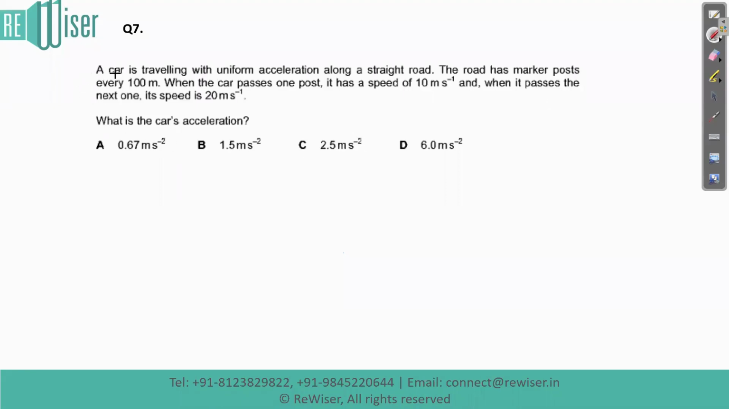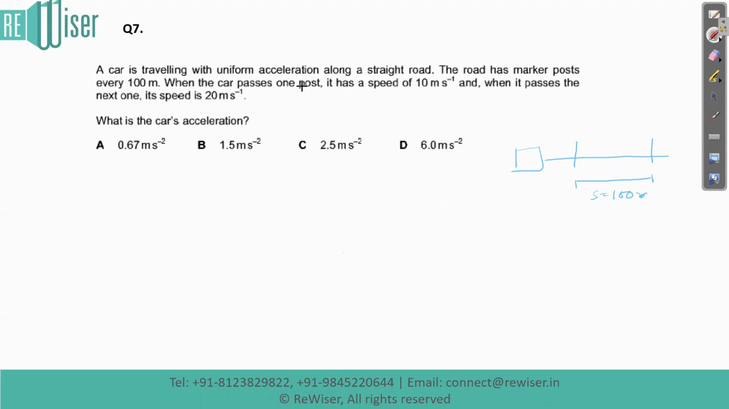Hello, as you can see in this question, it is asked: a car is traveling with a uniform acceleration along a straight road. The road has marker posts every 100 meters. So the distance between posts is 100 meters, and we can write S equal to 100 meters.